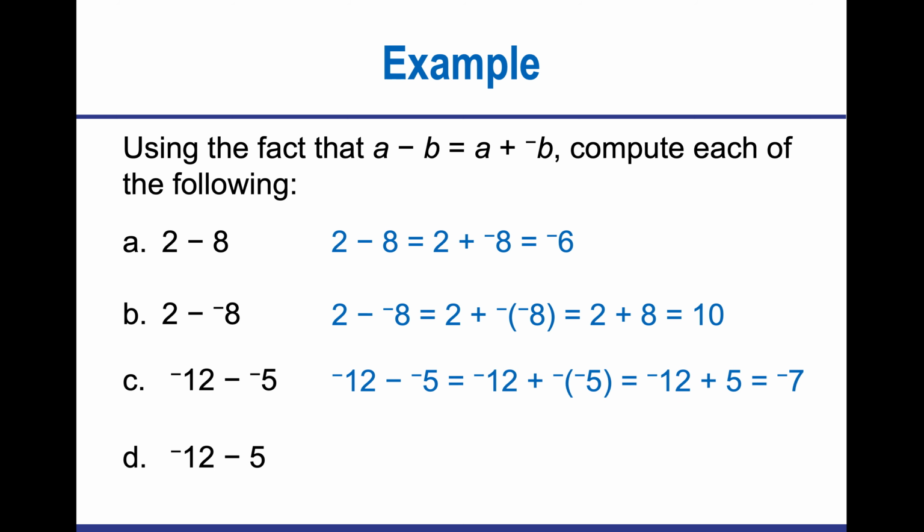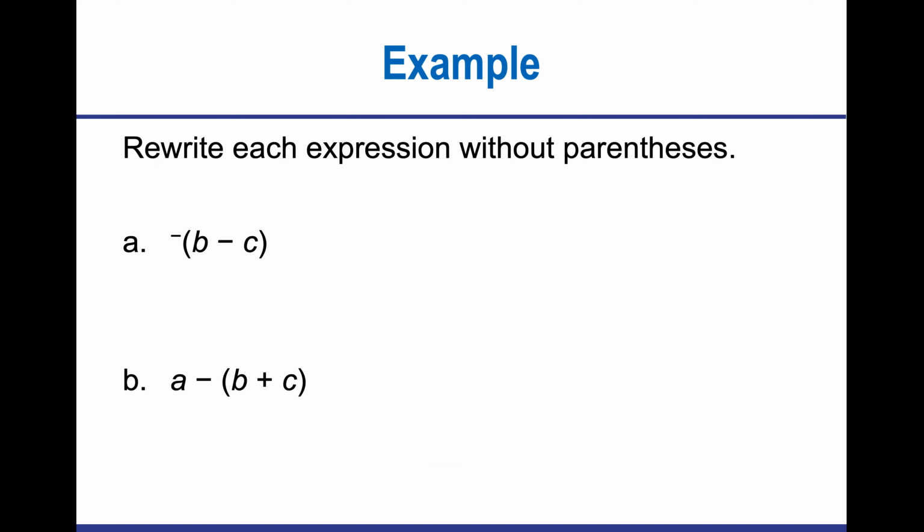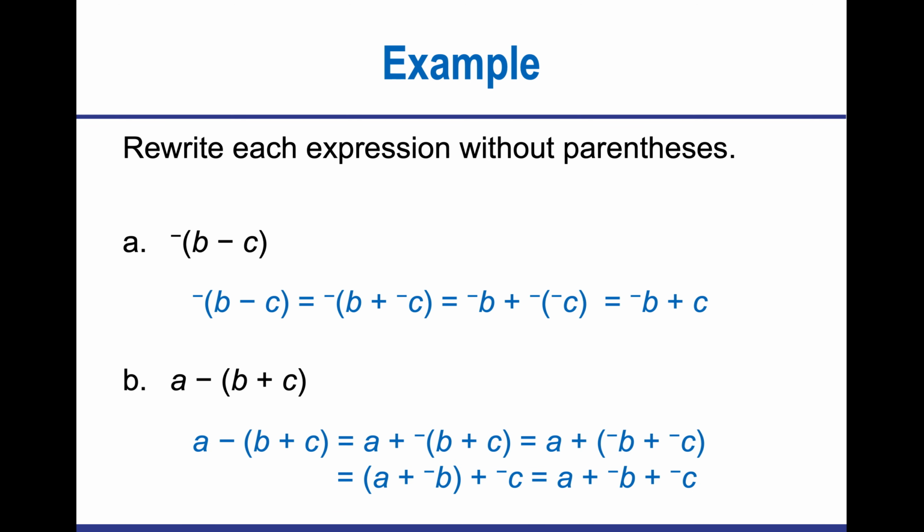Same thing here. Those two negatives are going to neutralize each other, and I'm going to get -12 plus 5, line them up, and then the same thing here. If I want to rewrite each expression without parentheses, that negative in front of the parentheses means I have to change the sign of everything inside the parentheses. So the b becomes negative, the c becomes positive. And the one below, the b becomes negative, the c becomes negative, because you're only changing what's inside of those parentheses.